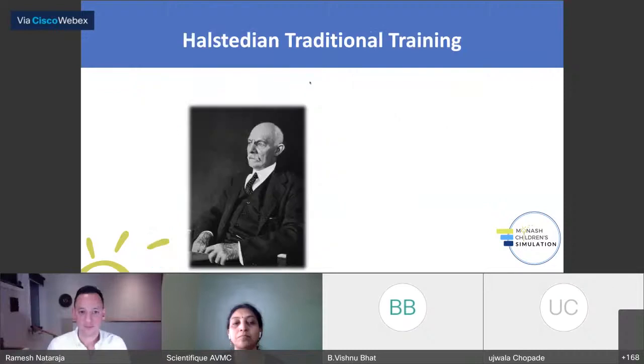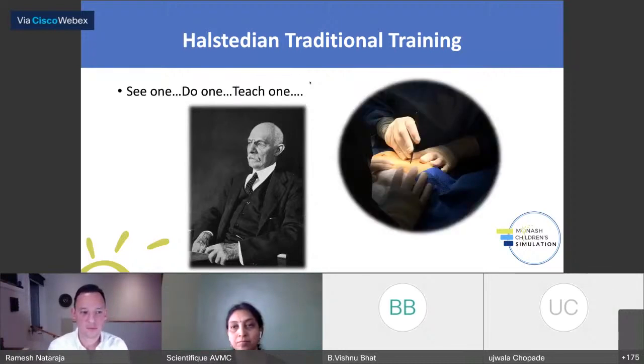So what is simulation? Some of you will probably recognize this gentleman here, William Halsted, who was one of the pioneer surgeons in America. He was a godfather of surgery there. He was the founder of one of the Johns Hopkins institutions there, and has certainly formed the backbone of what we do. And I'm sure you've all heard his expression, see one, do one, teach one.